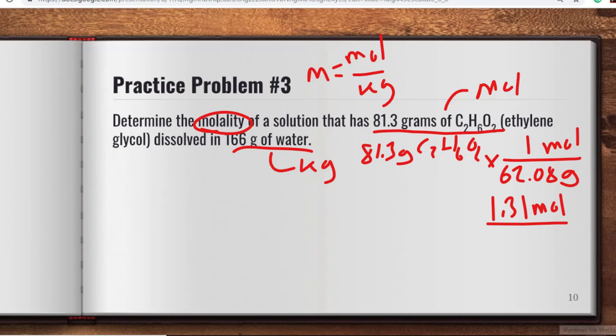We also need to know how many kilograms of solvent we have. So we're going to start with 166 grams of water. And again, we need to do a molar mass. Remember, though, we're converting this to kilograms, not moles.